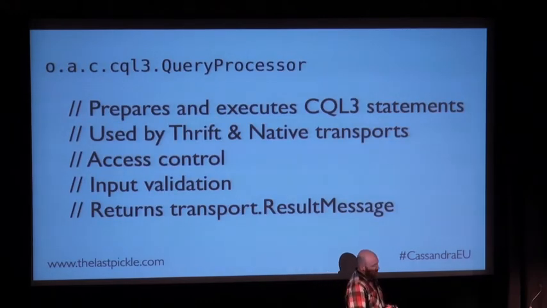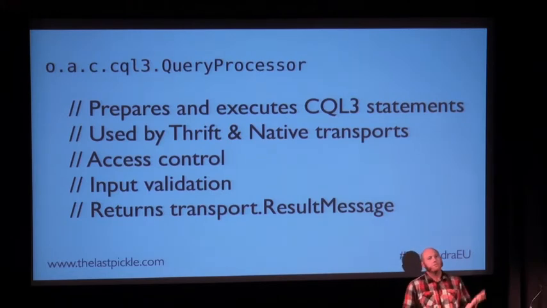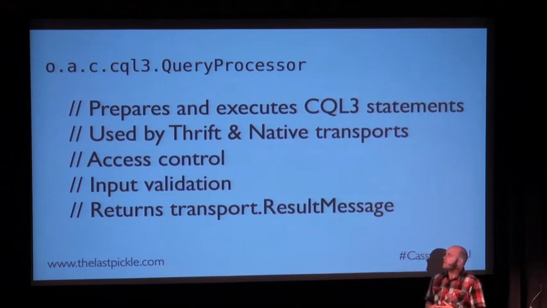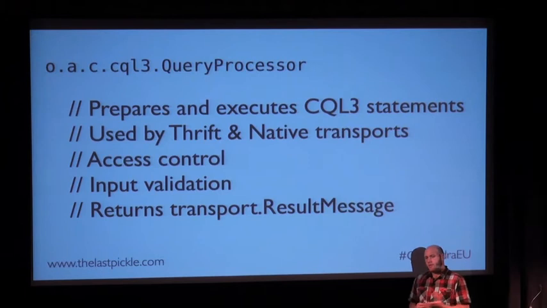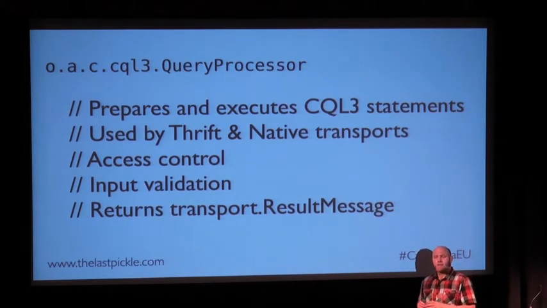The equivalent of the CassandraServer is called the QueryProcessor. It processes all the CQL3 statements, so it does exactly what you'd expect, has access control and input validation. It's used by both native binary and the Thrift interface. And instead of returning Thrift objects, it returns response messages from the transport package. So when this is used from Thrift, there's a little bit of packing that has to go on to transform it into something thrifty.